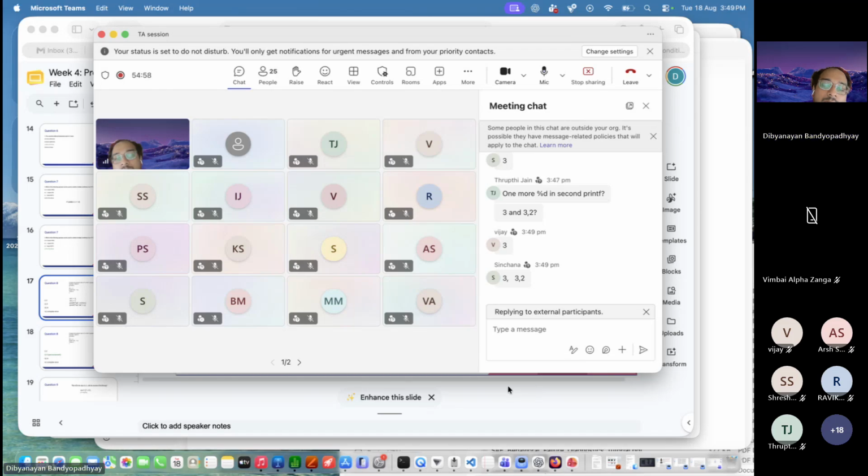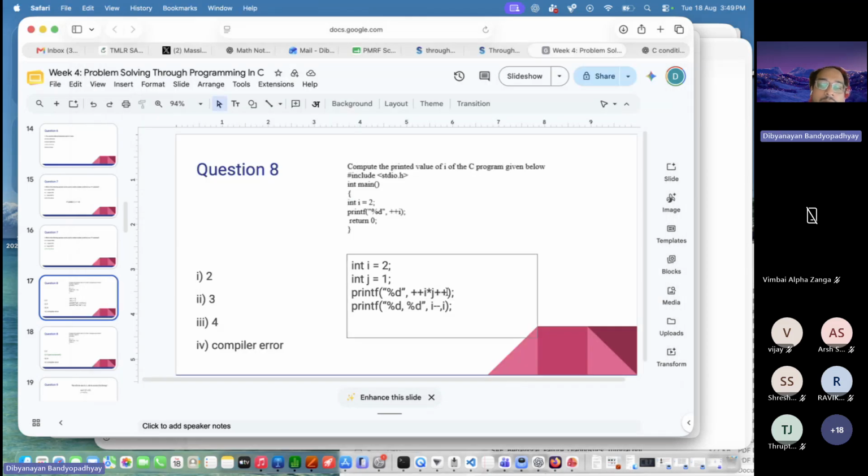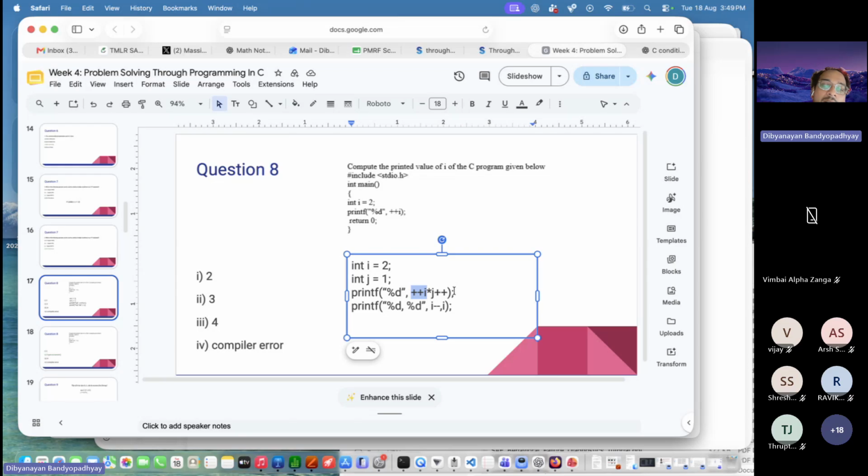3 and 3, 2. Okay, so what will be the value of this portion? This is a pre-increment operator. So 2 will be incremented to 3. Now if we multiply this part 3 with 1, it will be basically 3, right? So this will print 3, and this will print what?